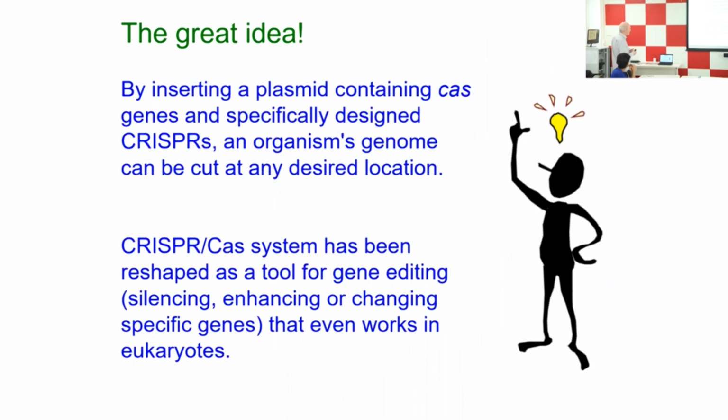bacteria against phages, has been recruited by synthetic biologists and by other smart people to be converted into a phenomenal tool for gene editing. Because by inserting a plasmid that contains Cas genes and specifically designed CRISPRs, an organic genome can be cut at any desired location. Okay, so that's a part.